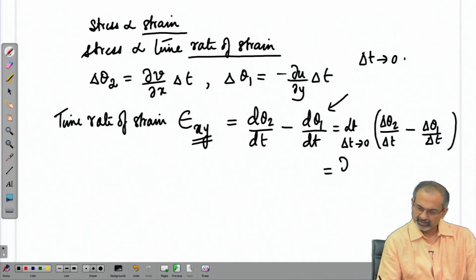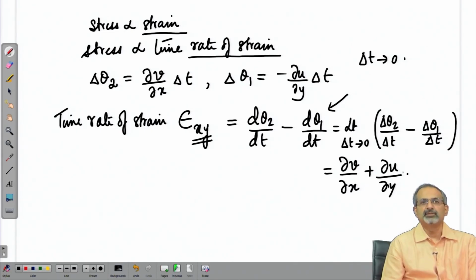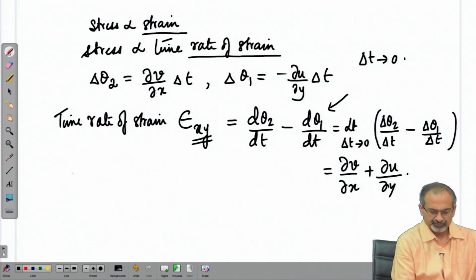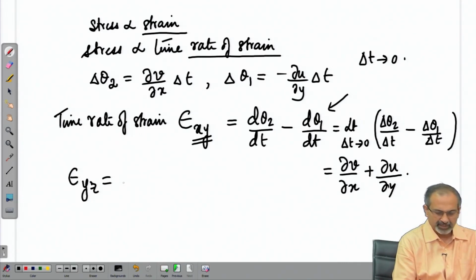And what does it give? It gives us del v del x plus del u del y. So, this is epsilon x y. This gives you the time rate of strain in the x y plane. As we said, in general it will occur in other planes also.